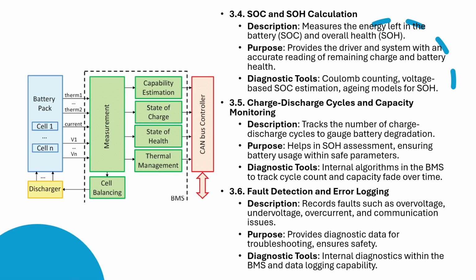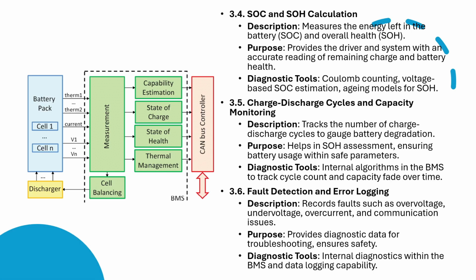So you can use coulomb counting, that is the number of charges left in every cell, sum them up and find out the state of charge, or you can do voltage based SOC estimation based on some algorithm. And for state of health, we can use a mathematical model or aging model for state of health estimation. Charge discharge cycle and capacity monitoring.